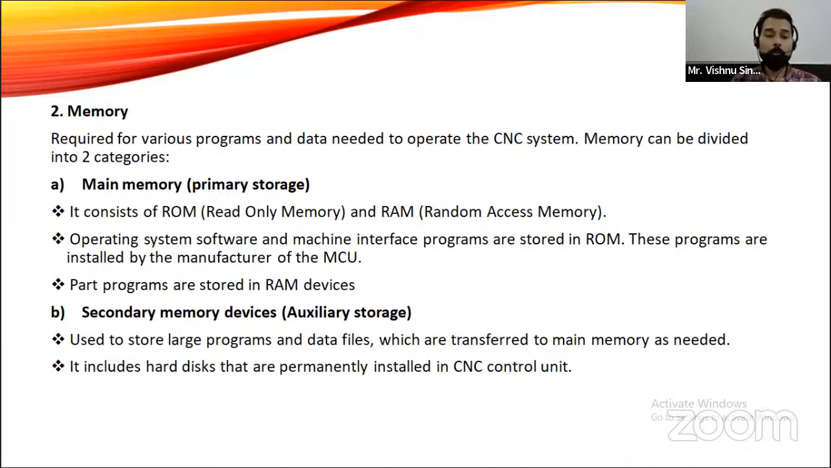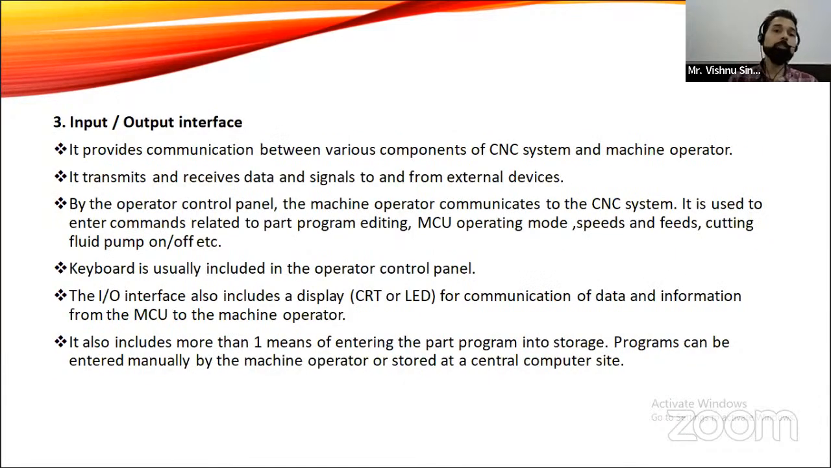Then come the secondary memory devices. They are used to store large program and data files which are transferred to the main memory when needed. They include hard disks that are permanently installed in a CNC control unit. So my hard disk comes under the category of secondary memory. Then comes the input output interface. Obviously, in CNC machines there are a number of input output interfaces. It could be the control console that we generally use, or it could be the keyboard. These all come under the input output interface.